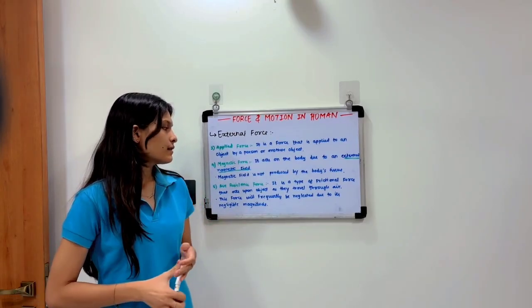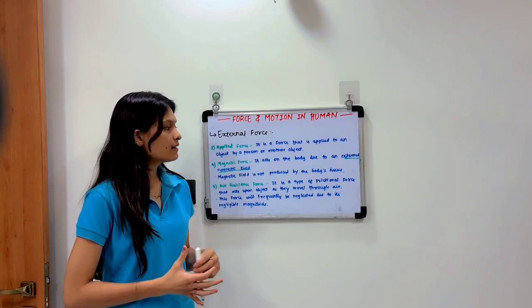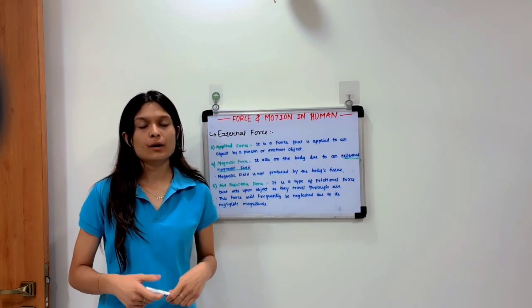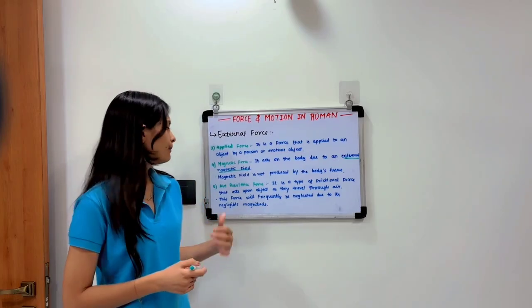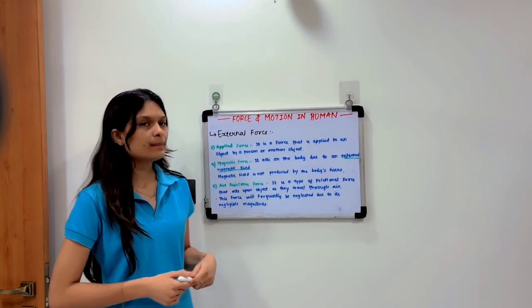Fifth, air resistance force. It is a type of frictional force that acts upon an object as it travels through air. Air resistance force is often seen to oppose the motion of an object. This force will frequently be neglected due to its negligible magnitude.